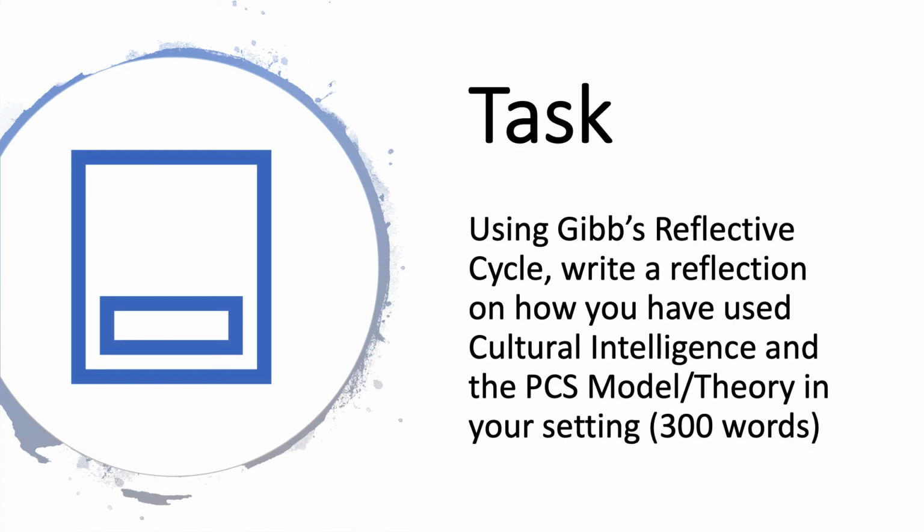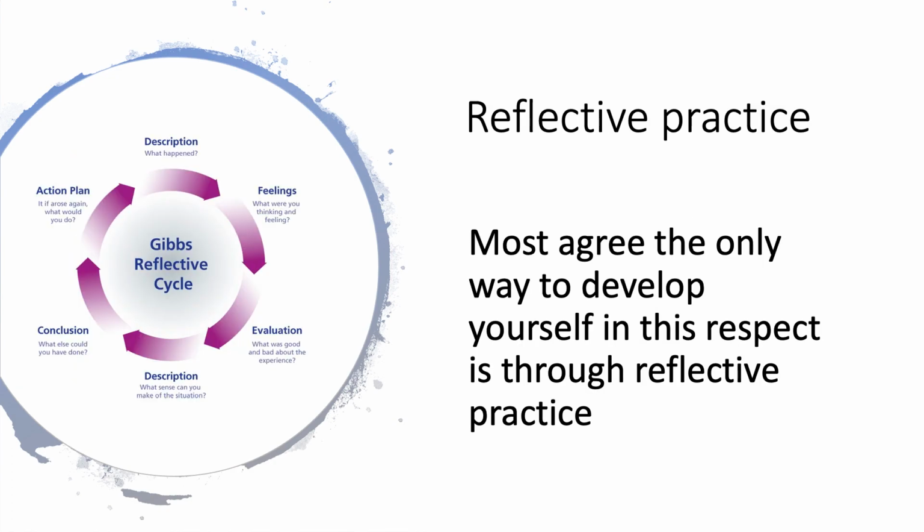Okay, so your task now, I want you to use Gibbs reflective cycle and write a reflection on how you have used cultural intelligence and the PCS model or theory in your own setting. So that should be about 300 words. So what I'm basically asking you to do is use Gibbs's reflective cycle. So go through that cycle, which I'll just show you again now on this picture here. You describe what happened, you discuss your feelings, you evaluate the situation, you give a description of it, you come to a conclusion, and then you put together an action plan.